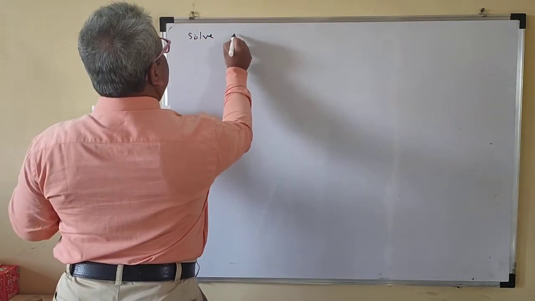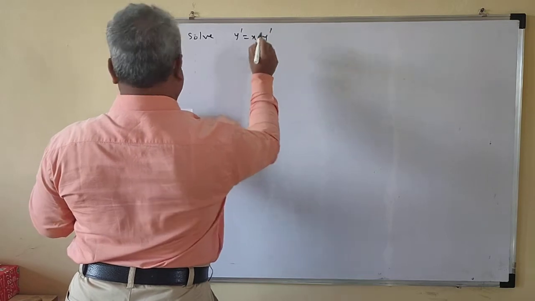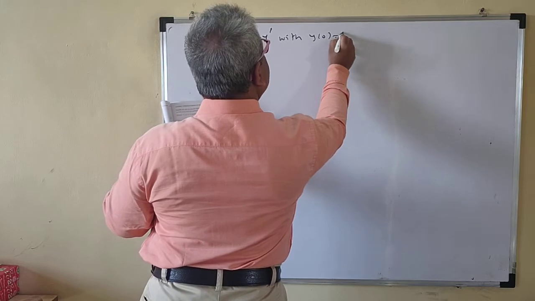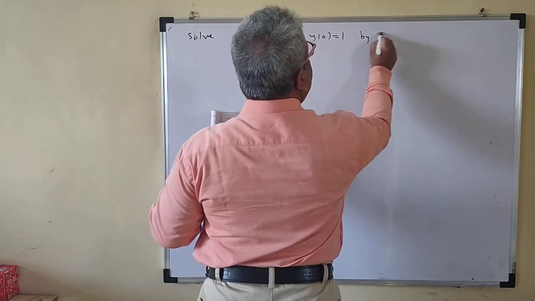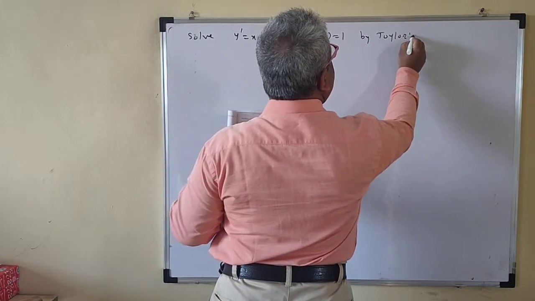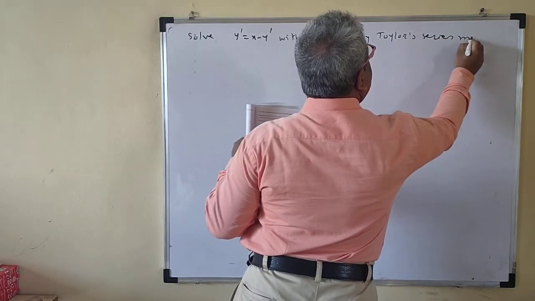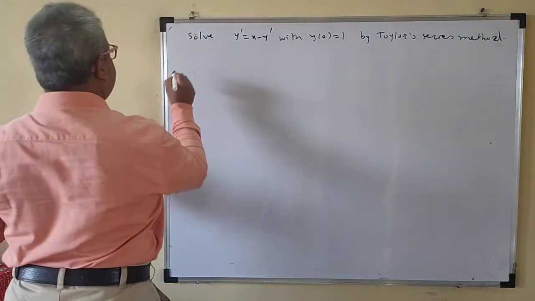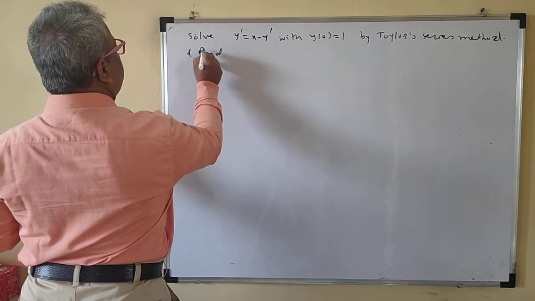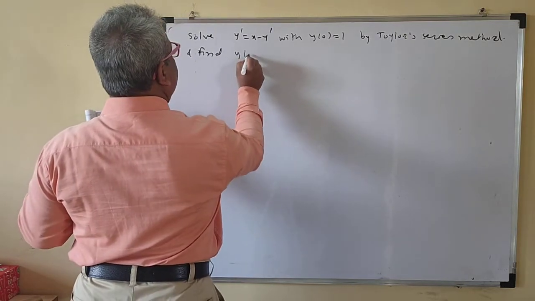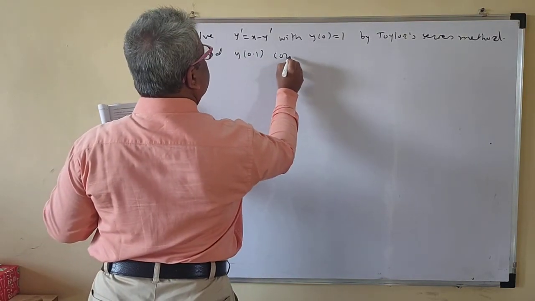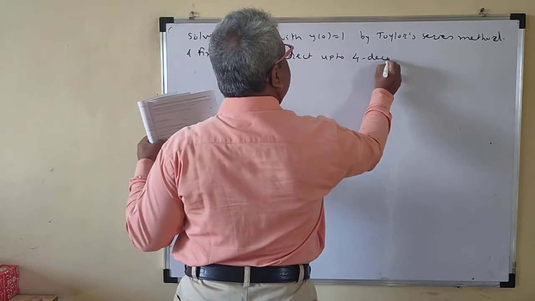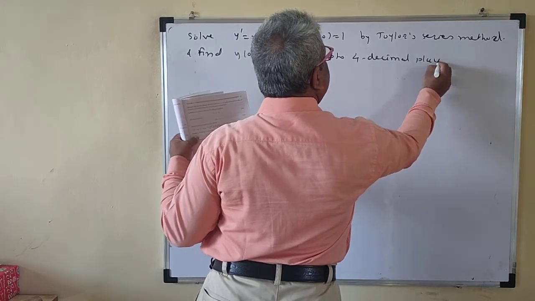Solve y prime is equal to x minus y prime with y of 0 is equal to 1 by Taylor series method, and find y of 0.1 correct up to 4 decimal places.